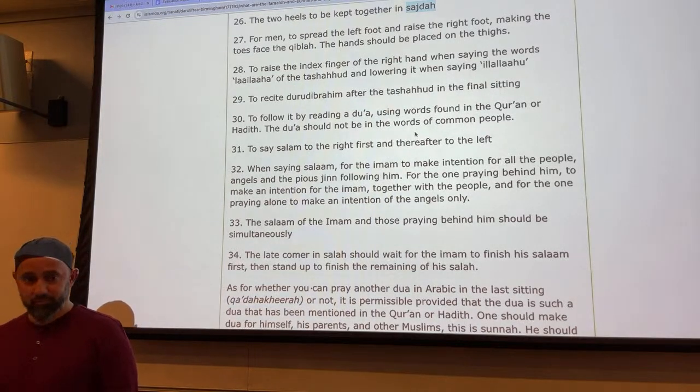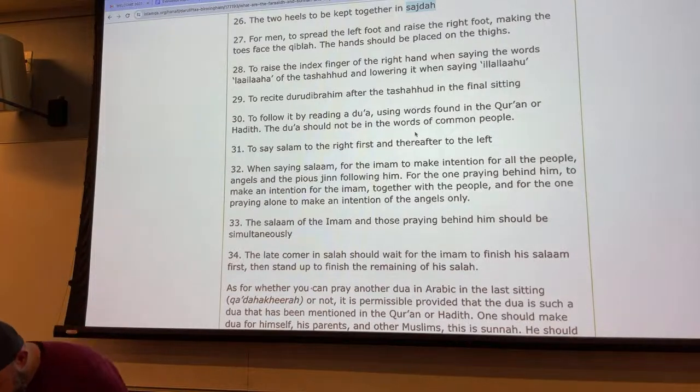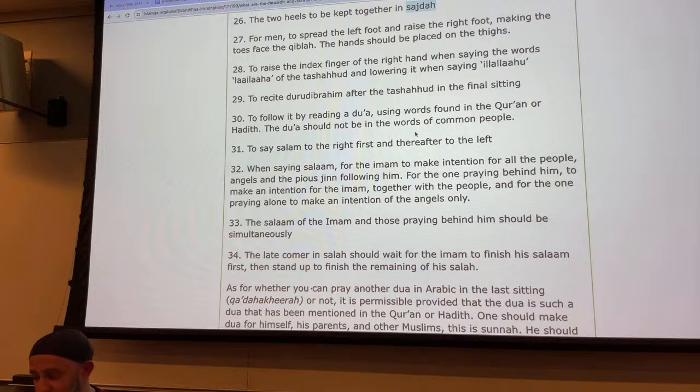Make sense? Okay. You're going to recite what's called the Durud Ibrahim after the tashahhud in the last sitting of the prayer. This is a prayer on the Prophet Muhammad and his family, and the Prophet Abraham and his family.